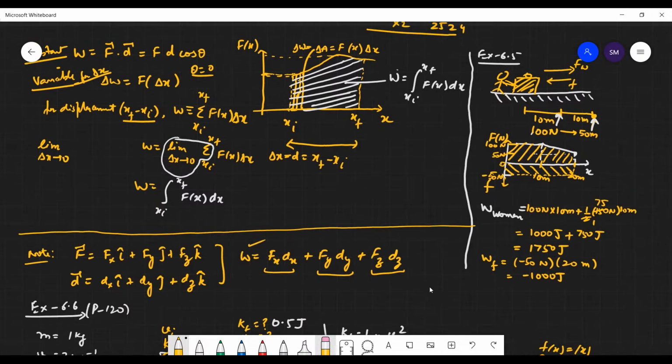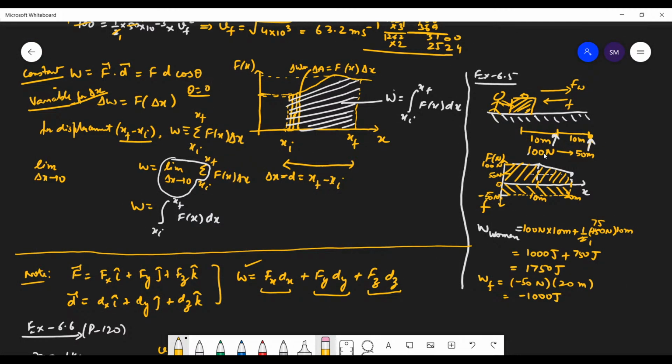And then we did numerical 6.5 based on it. This lady is applying a constant force of 100 Newton for 10 meters, and she got tired, and then the force that she's applying reduced to 50 Newton. So force was reduced to 50 Newton for a further 10 meters of distance.